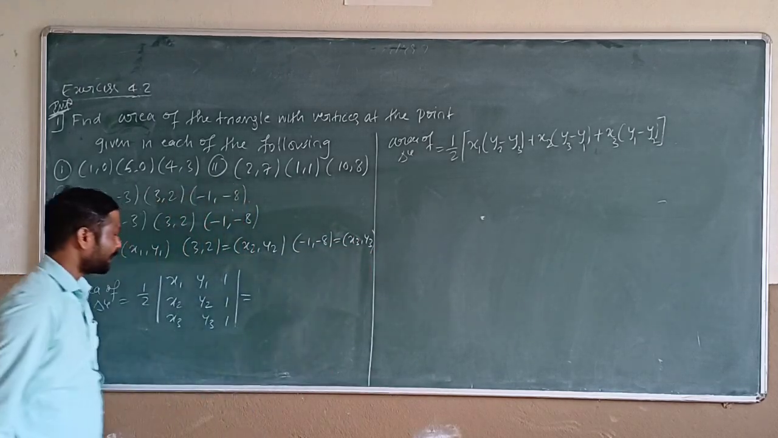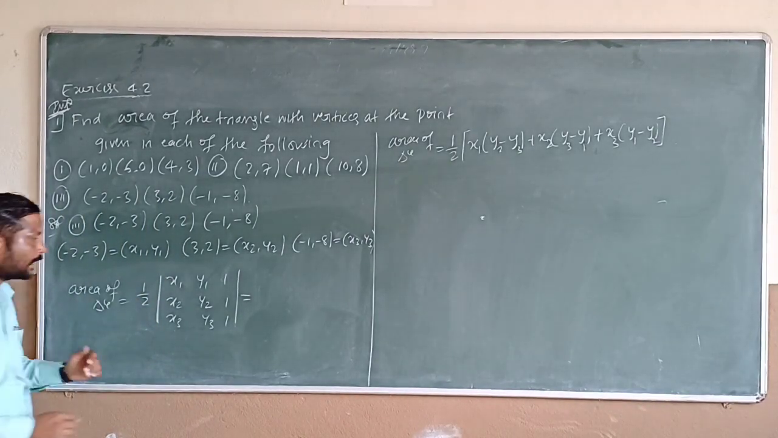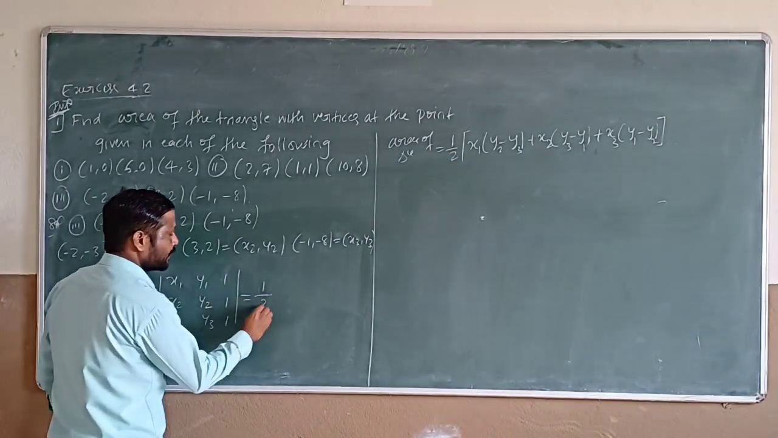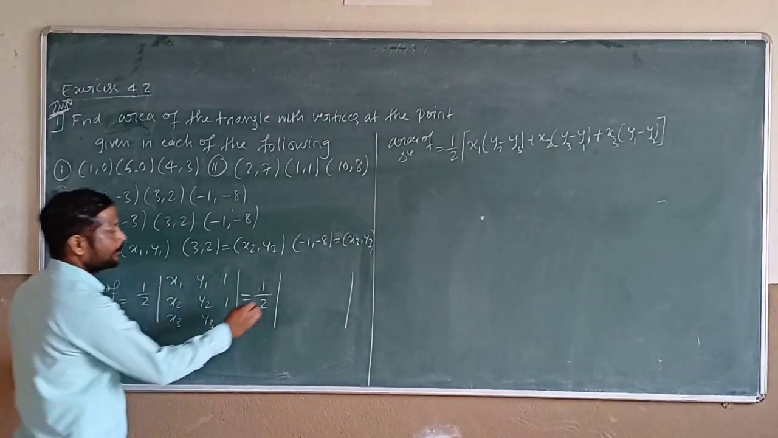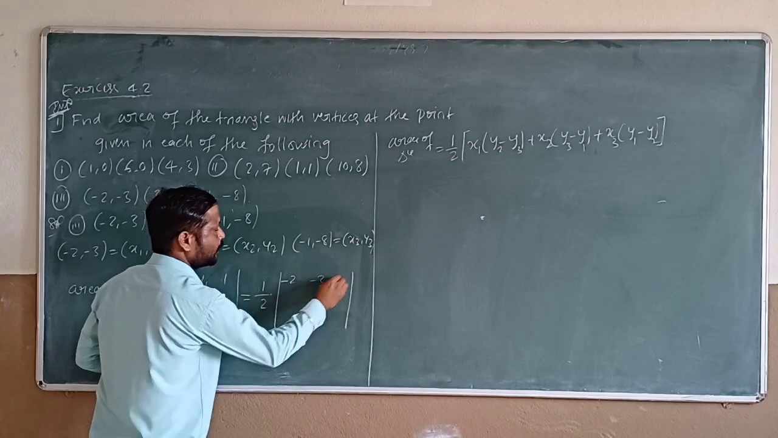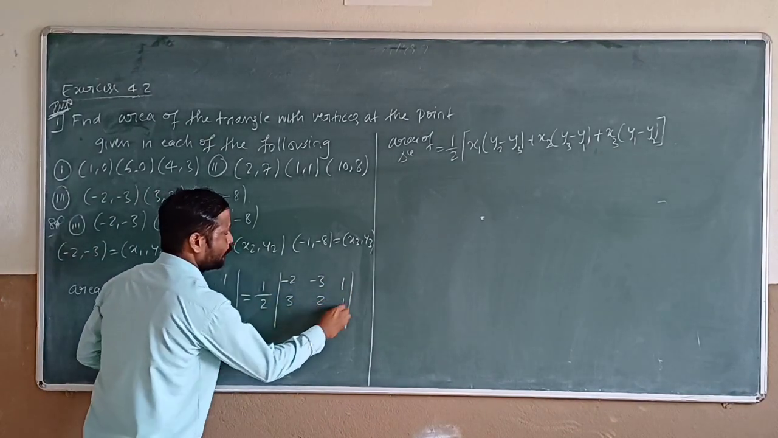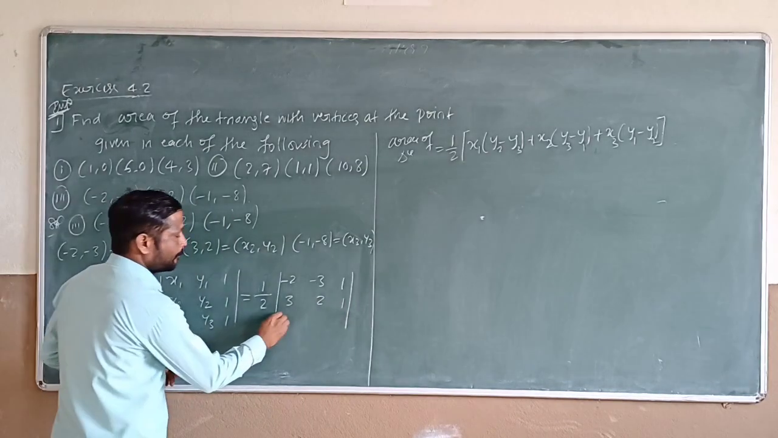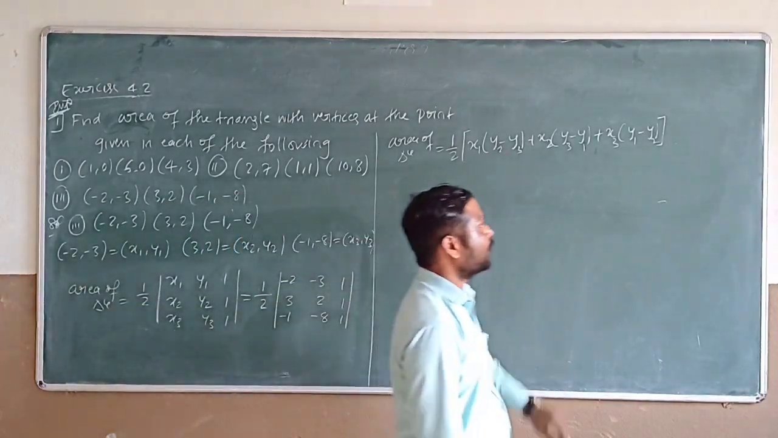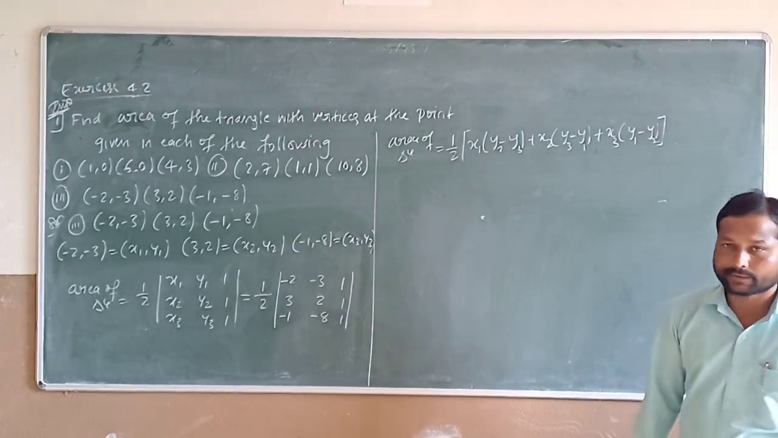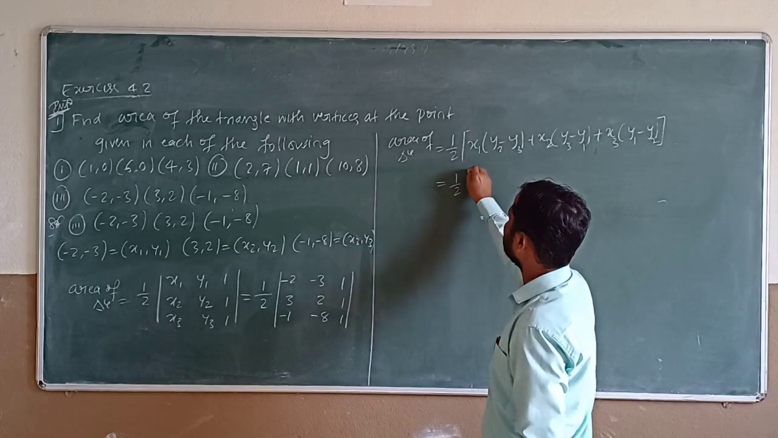Right, we know the formula, that is area of the triangle is equal to 1 by 2 times this determinant. The rows here are x1, y1, 1: minus 2, minus 3, 1; x2, y2, 1: 3, 2, 1; x3, y3, 1: minus 1, minus 8, 1 now, right? We know that the area of the triangle is again this one now, right? Substitute the values here.